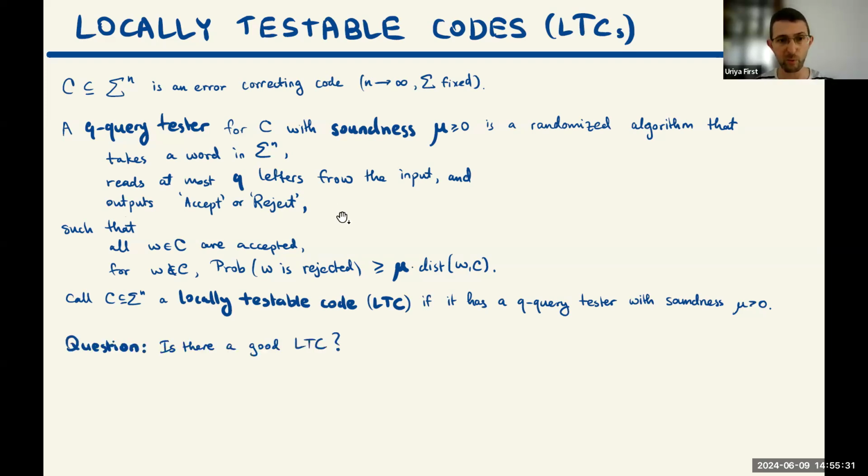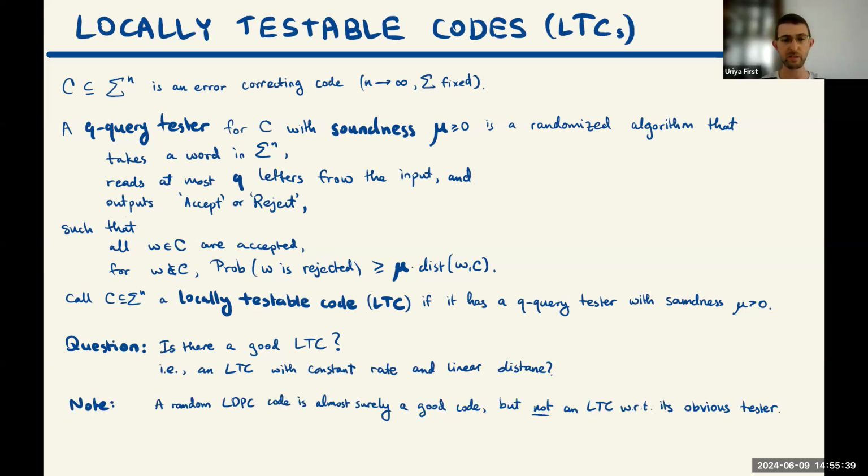It has been open for a while whether there is a good LTC, i.e. an LTC with constant rate and linear distance. Just to note, if I take a random LDPC code, a low density parity check code, it is well known that such codes are good codes. And they have an obvious tester, which just takes one of the low density parity checks and checks it. But this is almost never an LTC. So random constructions usually don't work.